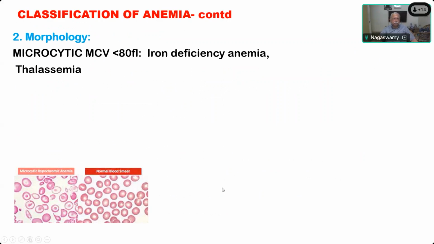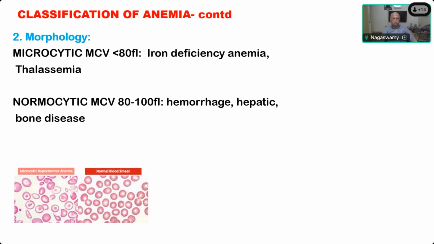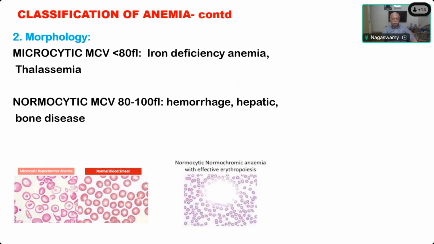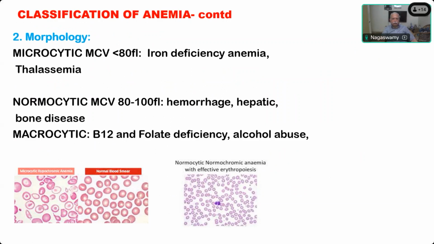So you can see this comparative picture between the normal RBC and the microcytic hypochromic, like much more paler RBCs. Here you can see all of them are nicely reddish, whereas here one is almost white in color. So this is hypochromic microcytic anemia. The second is normocytic, and that happens in hemorrhage or hepatic and bone diseases. So this is the normocytic normochromic anemia with effective erythropoiesis still going on. And the macrocytic, where the RBCs become bigger, it happens in B12 and folate deficiency and alcohol abuse.